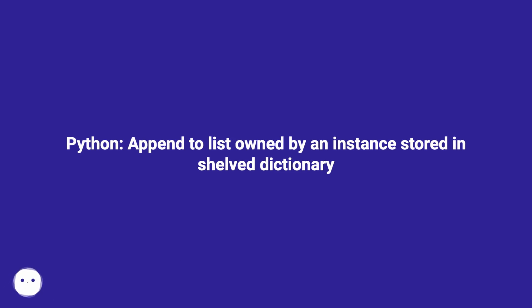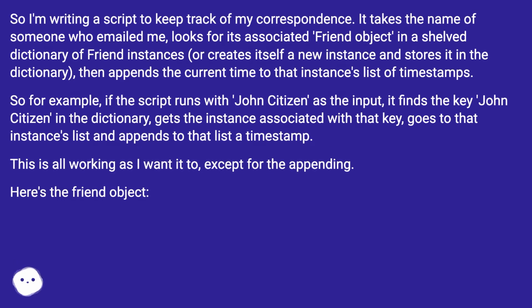Python, append to list owned by an instance stored in shelved dictionary. So I'm writing a script to keep track of my correspondence. It takes the name of someone who emailed me, looks for its associated friend object in a shelved dictionary of friend instances, or creates itself a new instance and stores it in the dictionary, then appends the current time to that instance's list of timestamps.